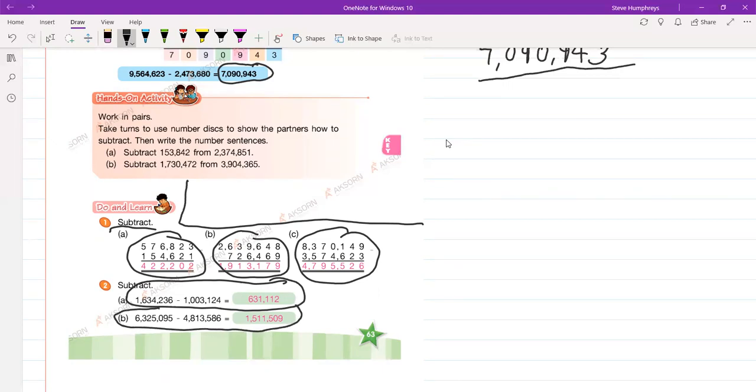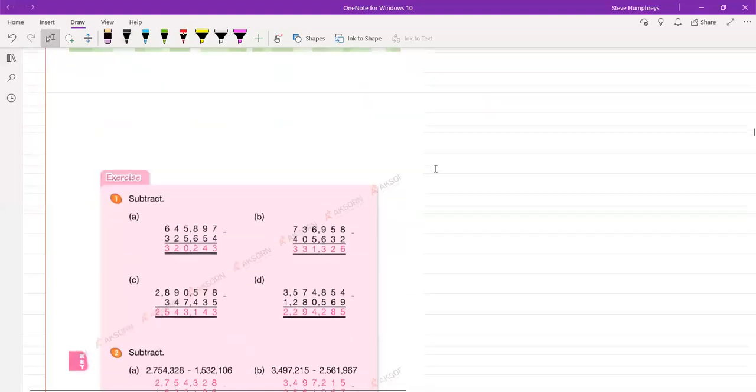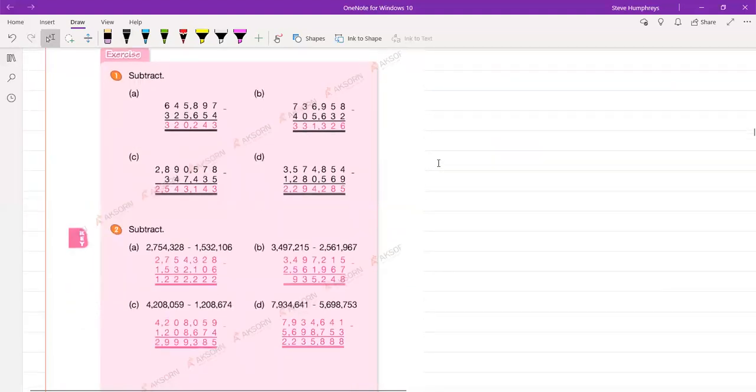Okay, these are 6-digit numbers. This is a 7. This one here, 6 digits. That's a 7-digit minus a 6-digit. 7-digit numbers. 2A and 2B. 7-digit numbers. Okay, so work these out, and then you can check your answers with the book. Okay, we're going to go to page 64 and 65. We've got a lot of examples to do.